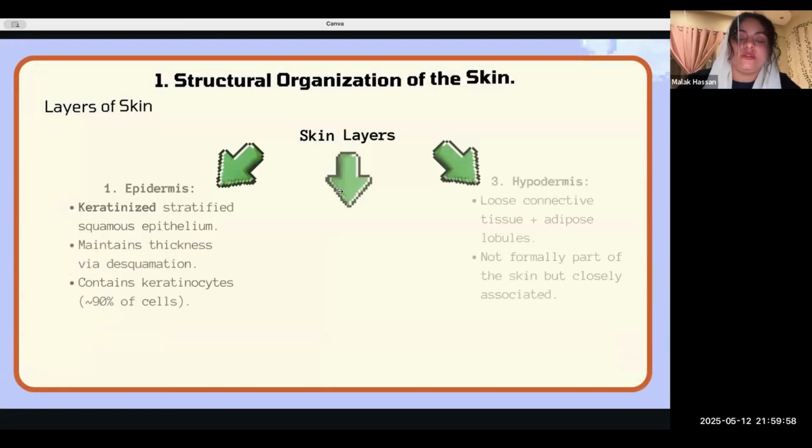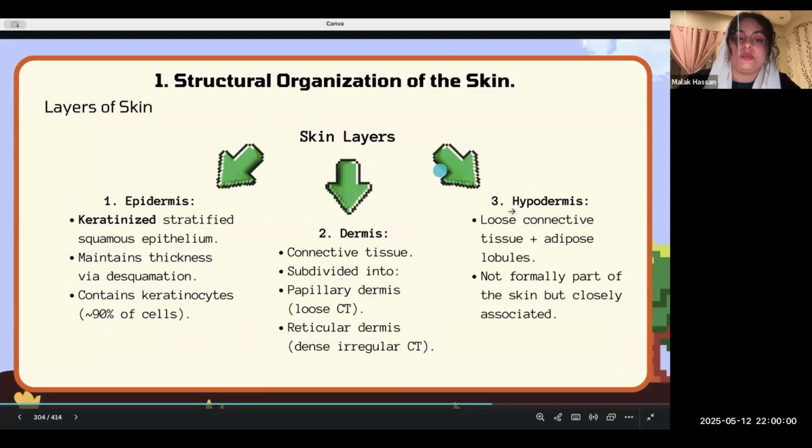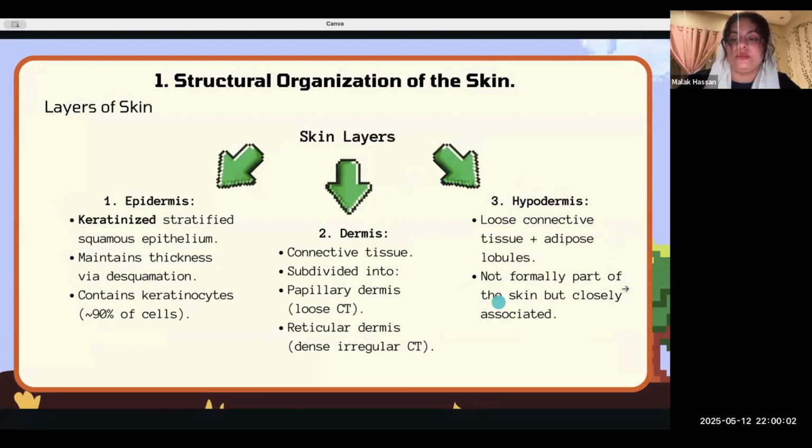Now, what are the layers of the skin? You have three layers. You have the epidermis, the dermis, and the hypodermis. The hypodermis isn't really a part of the skin, but it's very closely associated, so people usually consider it as the third layer of the skin.